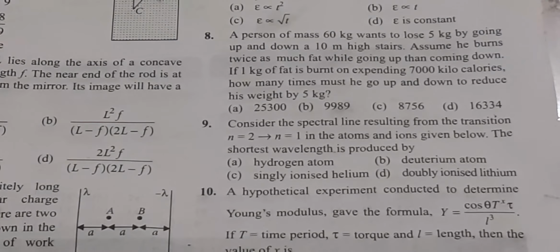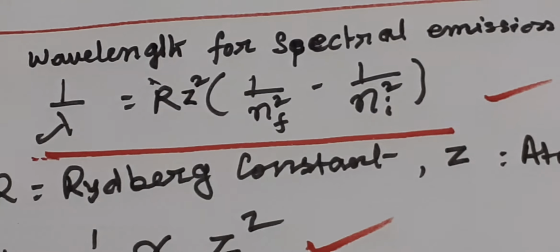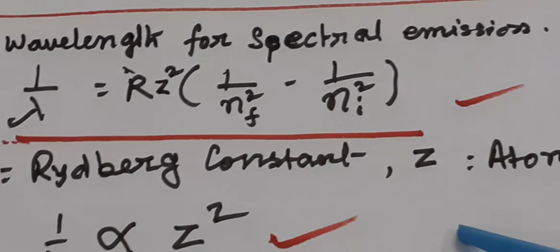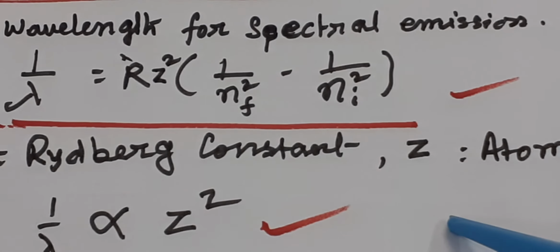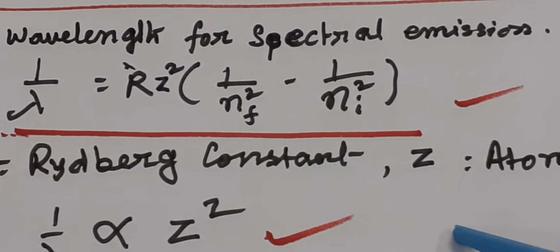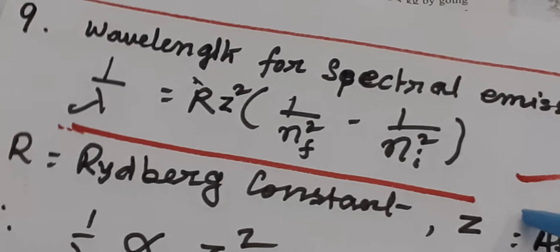We know this formula. The general formula for the wavelength of spectral emission is 1 by lambda equal to R Z square within bracket 1 by n_f square minus 1 by n_i square. This is known to all of us. Now R is the Rydberg constant and Z is the atomic number.